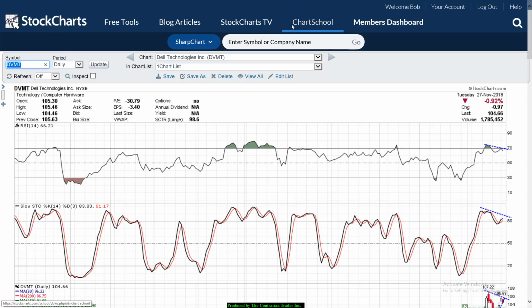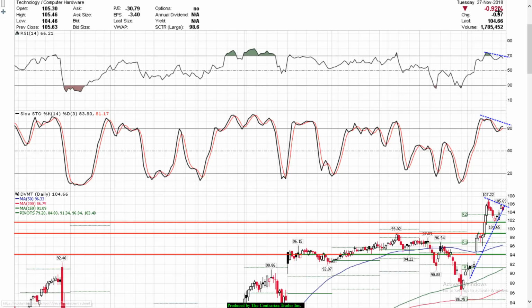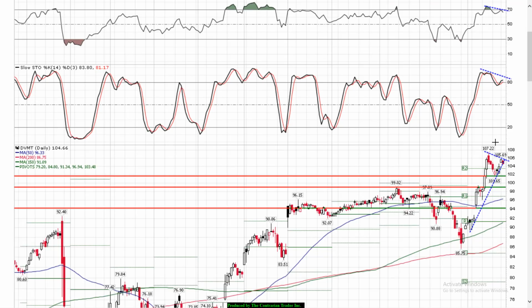DVMT, Dell Technologies. We're going to go over a daily chart here. I'm a bit concerned in that we are seeing lower highs on our indicators, RSI and stochastics, as well as price. We have a prior high of 107.22. We have a new lower high of 105.69. And yesterday, we closed down below the lower band of the rising uptrend channel.